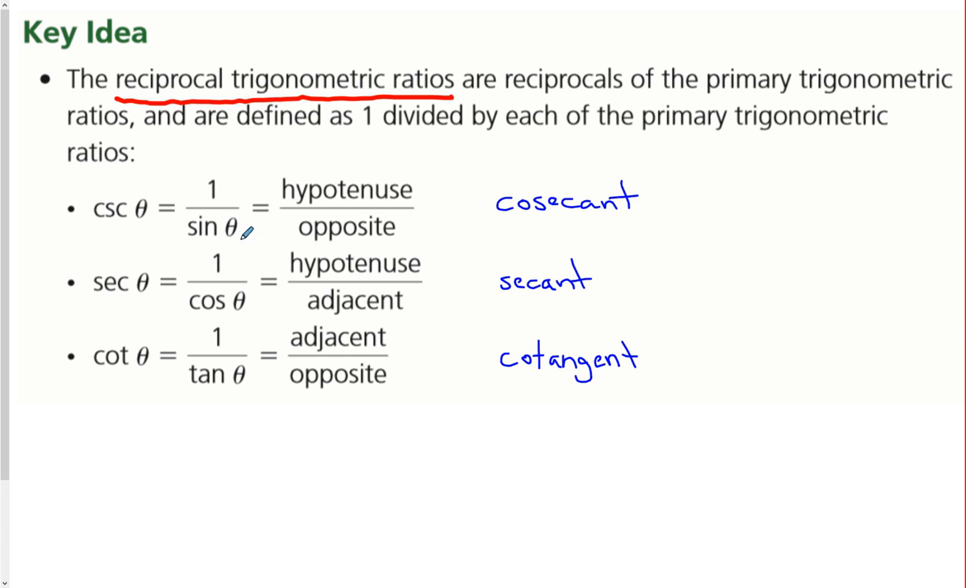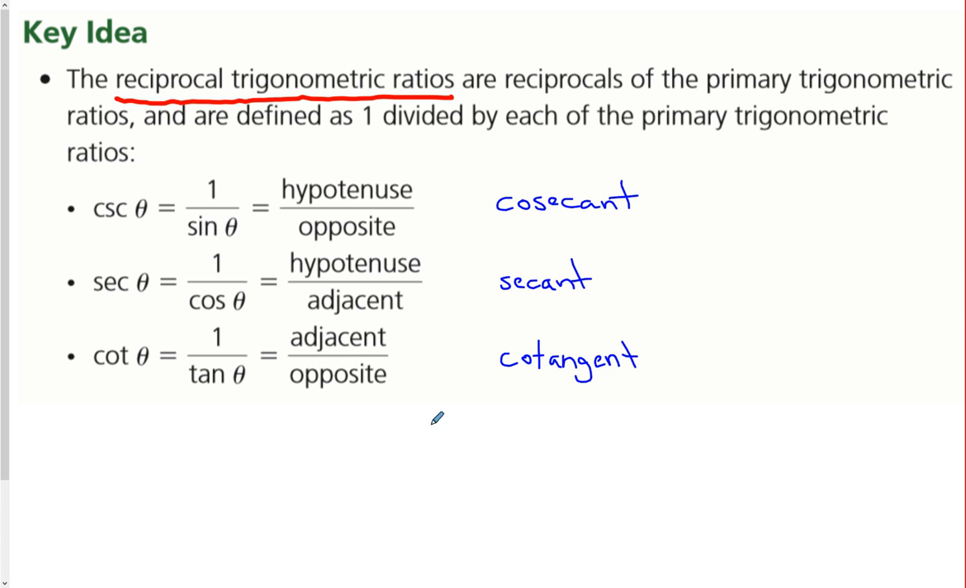So 1 over sine theta, whatever that is, we say that's equal to cosecant. Basically, it's flipped. So that means instead of opposite over hypotenuse, like sine is, cosecant is going to be hypotenuse over opposite. So think about it just as sine that's been flipped. It's the reciprocal, which means it's been flipped. Secant is just like cosine. It's adjacent and hypotenuse, but it's flipped. So secant means we're dividing the hypotenuse side by the adjacent side. And cotangent is just like tangent, but it's flipped. It means we're dividing the adjacent side by the opposite side.